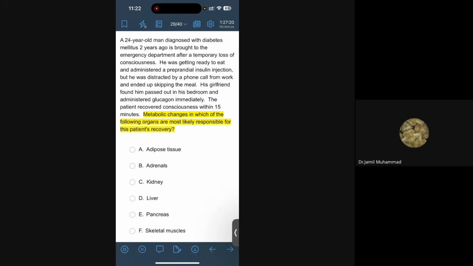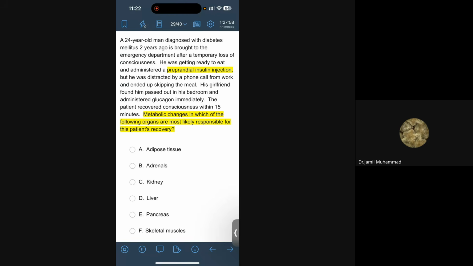A 24-year-old man diagnosed with diabetes mellitus 2 years ago is brought to the emergency department after a temporary loss of consciousness. He was getting ready to eat and administered a preprandial insulin injection, but he was distracted by a phone call and ended up skipping the meal. So he has taken the insulin injection, but after it he skipped the meal, due to which he lost consciousness.